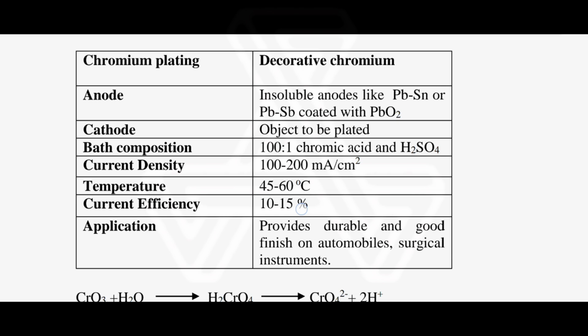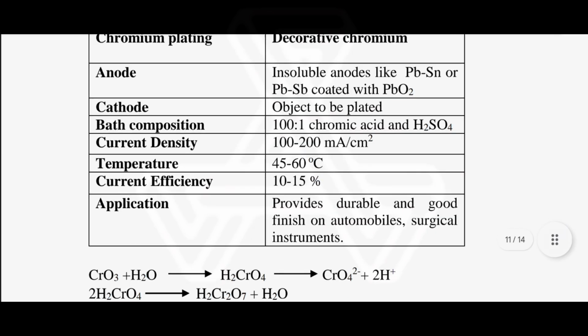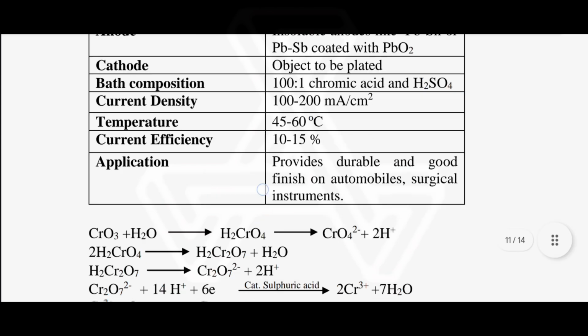Anode: insoluble anodes like Pb-Sn or Pb-Sb coated with PbO2. Cathode: object to be plated. Bath composition: 100 to 1 ratio of chromic acid and H2SO4. Current density: 100 to 200 milliampere per centimeter square. Temperature: 45 to 60 degrees. Current efficiency: 10 to 15%. Application: provides a durable, good finish on automobiles and surgical instruments.